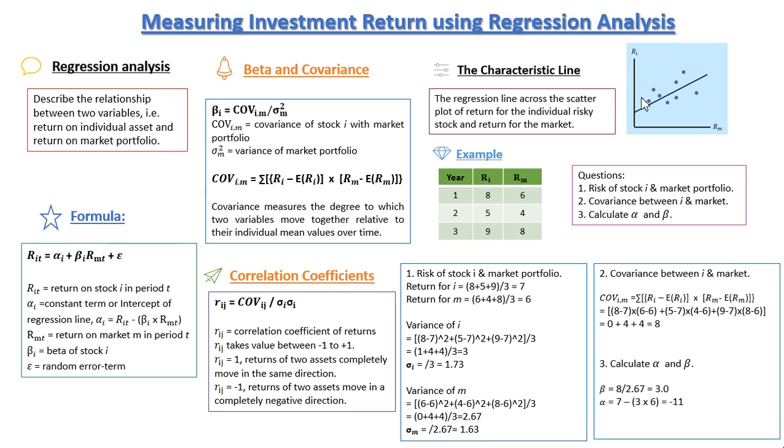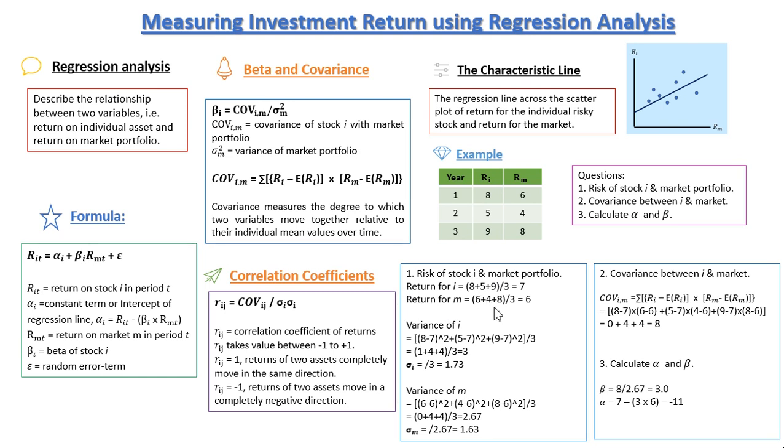Having looked at how to use regression analysis to measure investment risk, let's look at an example. You are given 3 years of returns on stock I and the returns received by the market portfolio. First, let's calculate the risk of stock I and the market portfolio. We calculate the average return by taking the sum of the returns, so we get the average return for I and the average return for M.